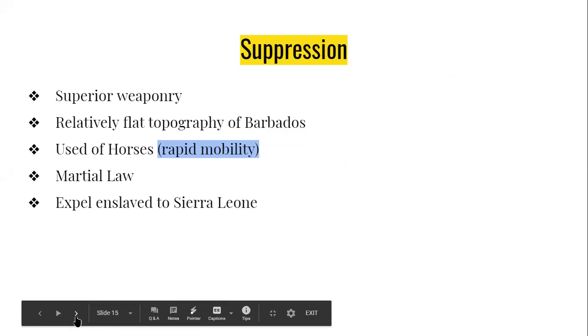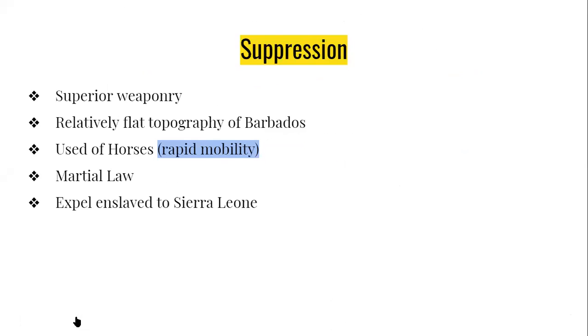Suppression. The slaves did not have much of an advantage when the suppression began. The whites had guns and artillery which the slaves did not possess, which made it harder for them to fight back. The whites also had an advantage when it came to the flat topography of Barbados, as they used horses to aid them in catching the slaves.